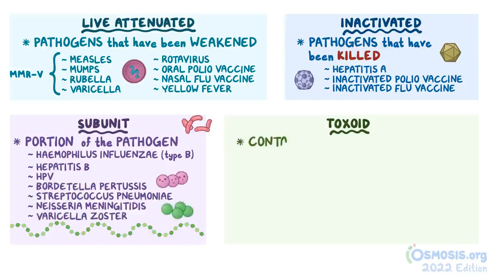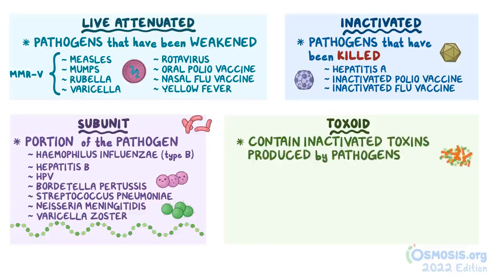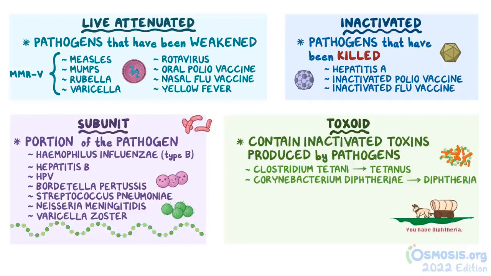Finally, toxoid vaccines contain inactivated toxins produced by pathogens, and this is used in vaccines against Clostridium tetani, which makes tetanus toxin, and Corynebacterium diphtheriae, which makes diphtheria toxin. Toxoid vaccines are often combined with subunit vaccines to make a stronger or a more immunogenic vaccine.